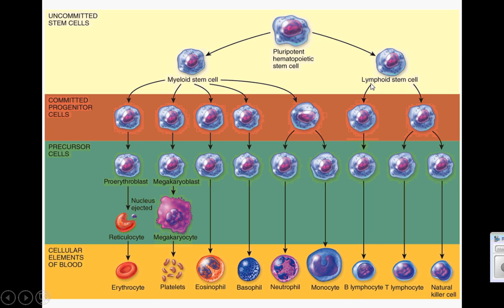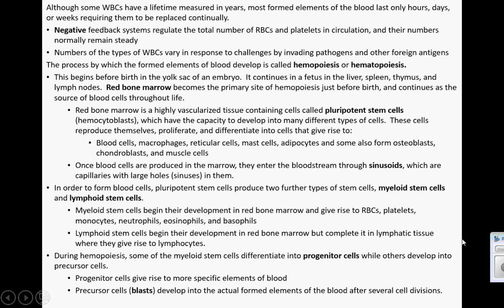Natural killer cells don't have lymphocyte in their name at all, but they are a form of lymphocyte. So the lymphoid stem cells are a little bit more specific in what they make, whereas the myeloid are more differentiated in what they can produce, because they produce just about all of our blood cells, with the exception of those 3 different types of lymphocytes.